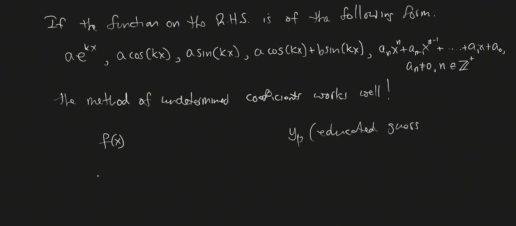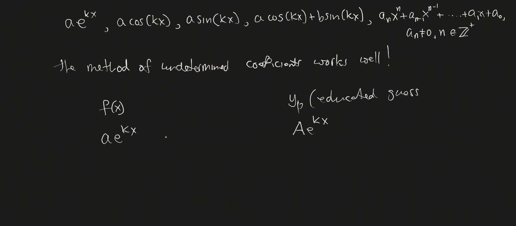Well, if your function looks like this, so if this is the type of output you want from the differential operator, then your educated guess is going to be something like this. Again, it would have to be the same type of exponential. We just don't know what the coefficient is. And that's why I am changing the coefficients here. I'm going to use the uppercase as the ones that we don't know, and then we have our process for going through.